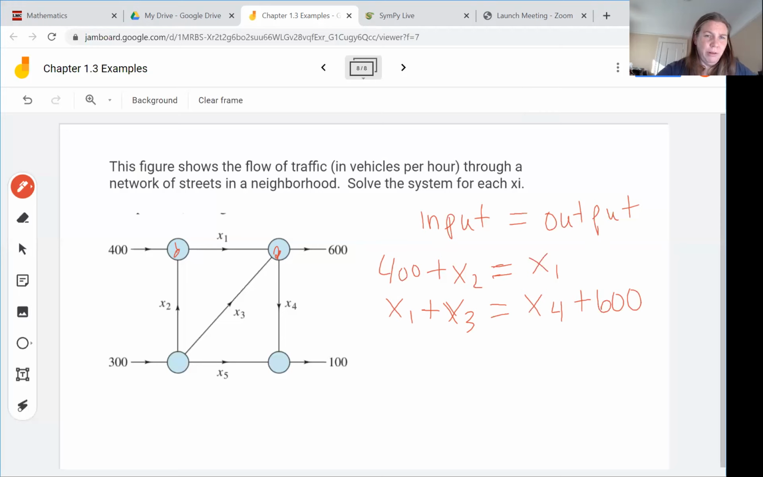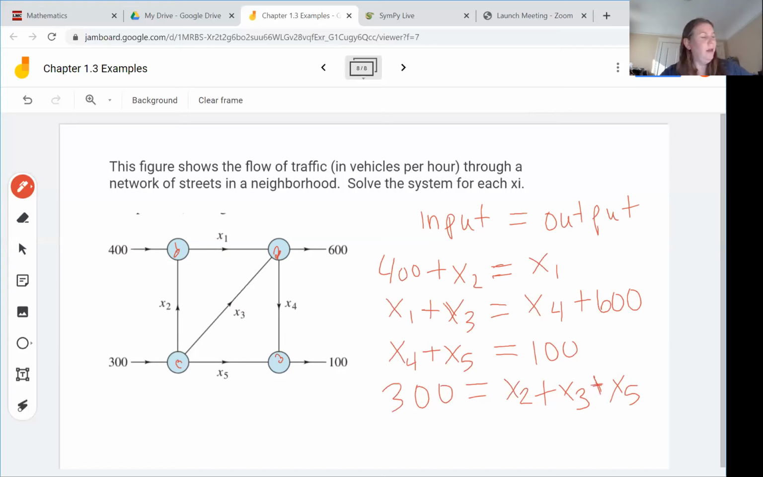And then we come to this next node here. In this next node, we've got x4 and x5 coming in. And then our output here is 100. Let's see, and this node over here has input. It looks like 300 is the input there. And then the outputs are x2, x3, and x5. So we've got x2 plus x3 plus x5 here.